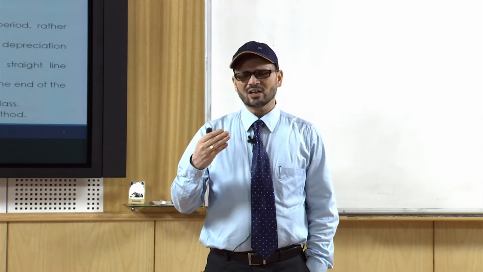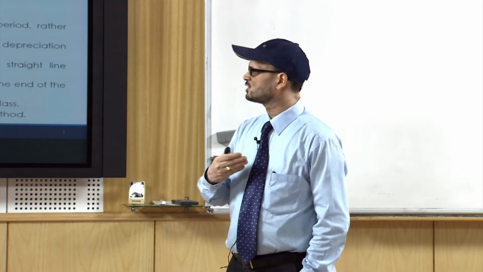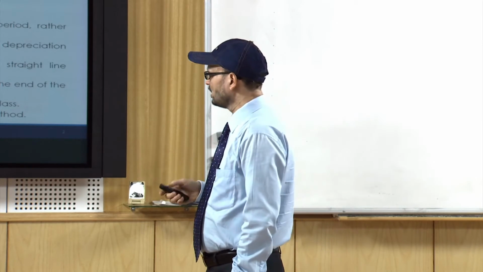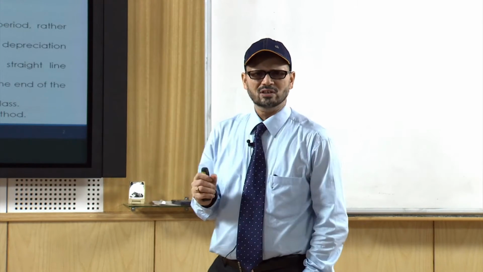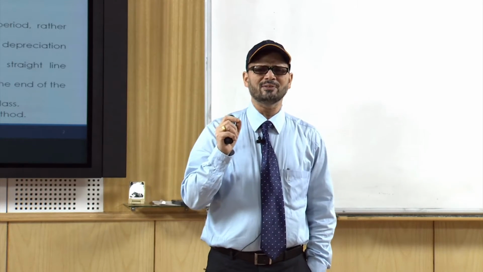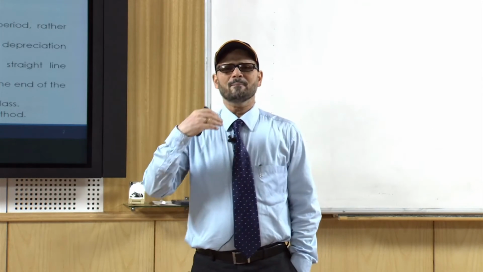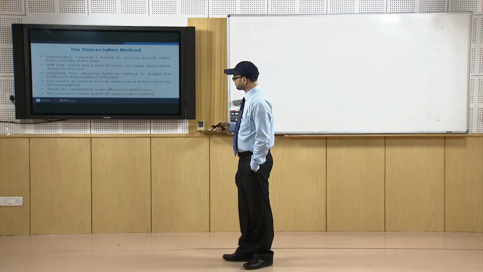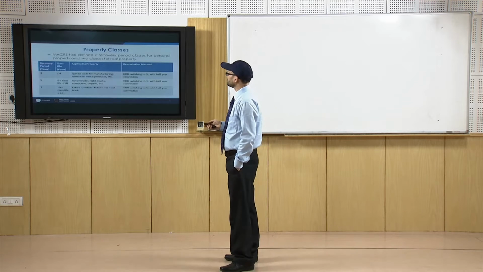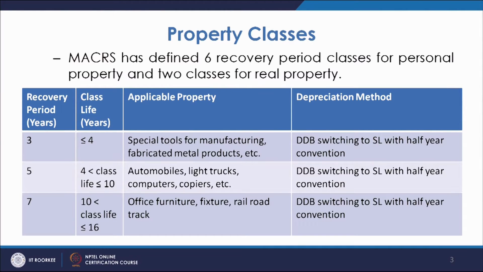So, in this case it is assumed that at the end of the recovery period the whole of the asset's cost is recovered. Now, the assets are categorized under different property classes. Depending upon the asset's useful life, there are different property classes, and the asset is required to depreciate fully during that period. These property classes are based on the recovery periods and on the class life of these properties, which is their average life.